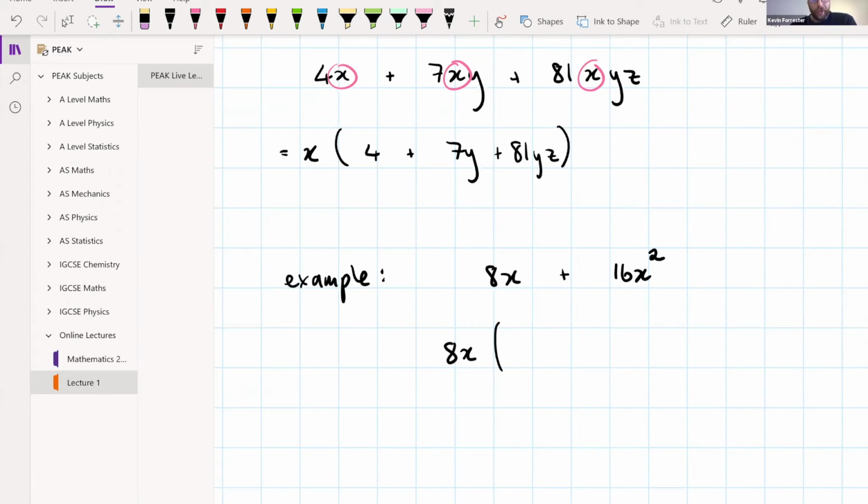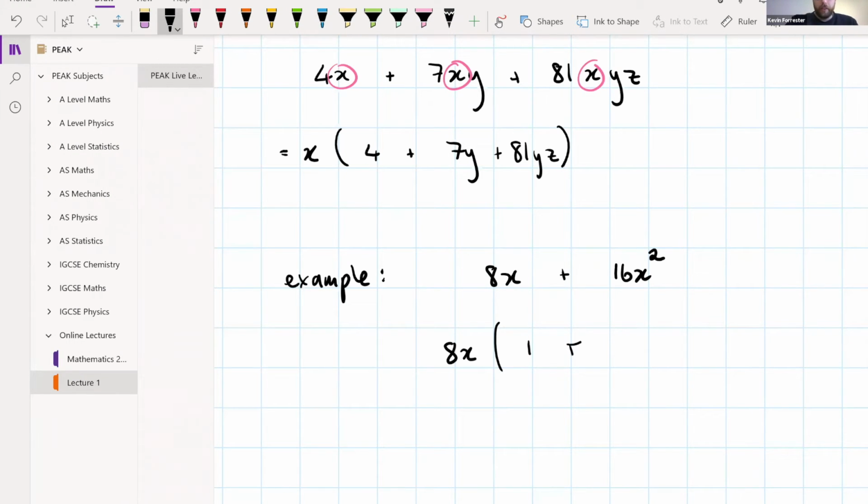Hopefully you're correct and you thought that it would be left with a 1. If you divide anything by itself, you get 1. So also if you had to multiply in, 1 times 8x gives us our 8x. And so therefore 1 is left inside the bracket.